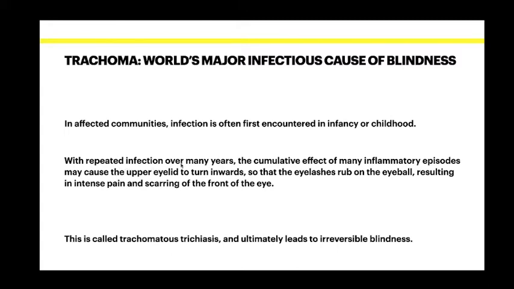But the problem is repeated infection occurs over many years in the endemic areas, and this cumulative effect of many inflammatory episodes, so there are multiple inflammatory episodes and then the healing occurs, and that will cause the upper eyelid to turn inwards. We'll see the technical terms of this later. So that the eyelashes rub on the eyeball. What happens when the eyelid turns inwards? The eyelashes, when we blink, start to rub on the eyeball, resulting in intense pain and scarring of the cornea. So corneal injury, scarring, and the eyelid and eyelashes turning inwards, trichiasis, that is called trachomatous trichiasis, leading to irreversible blindness. So that is why trachoma becomes so important.